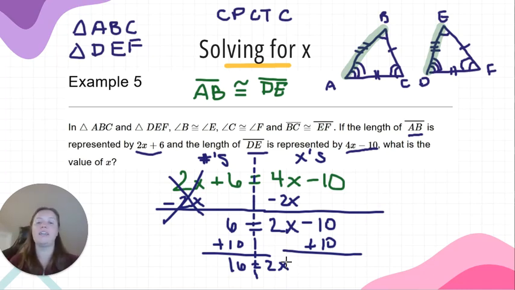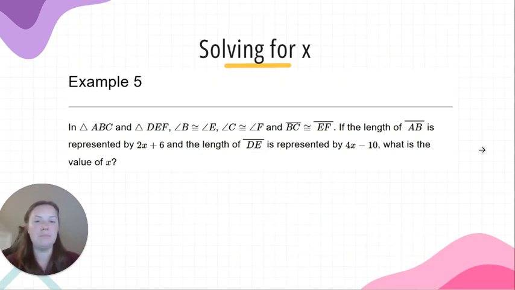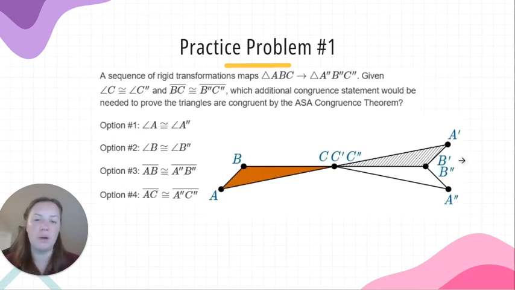I want just a single x when I'm trying to find the value of x, right? I just want one x. So what I am going to do is take my 2 x's and divide by 2. What I do to one side, I do to the other. So that means that the value of x is equal to 8. There's a little quick review on solving multi-step equations, just in case it's something that you haven't seen in a while. All right, let's move on to some practice problems.